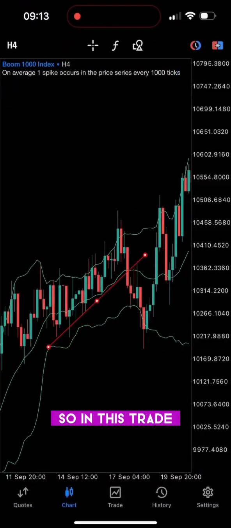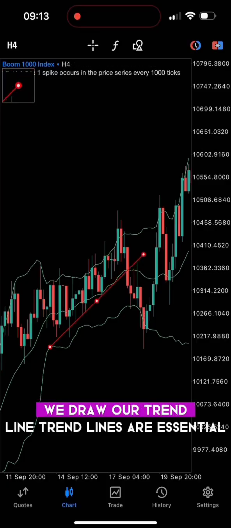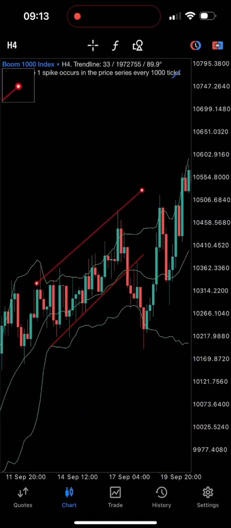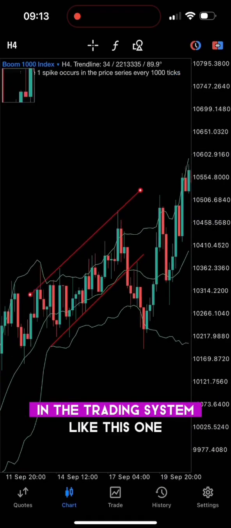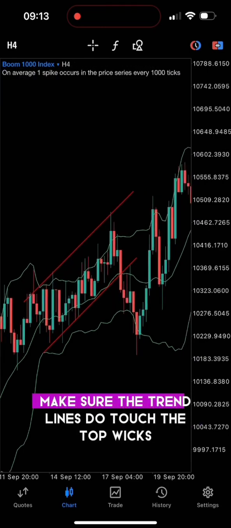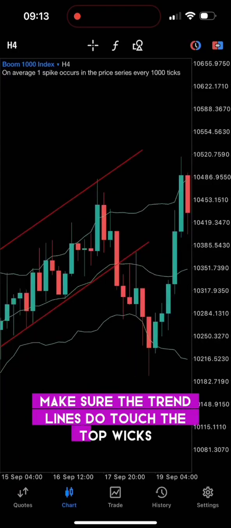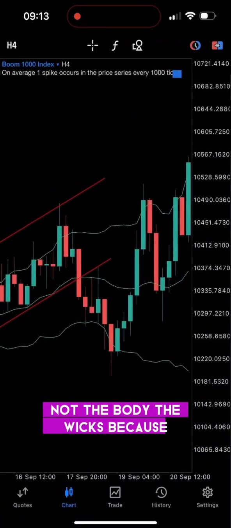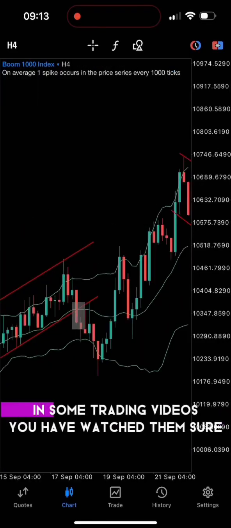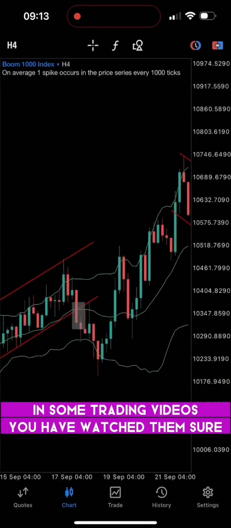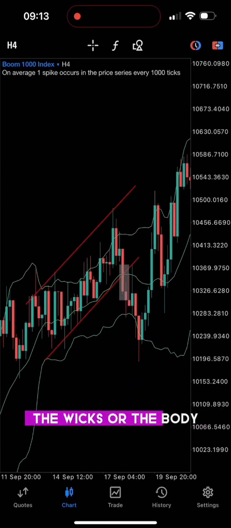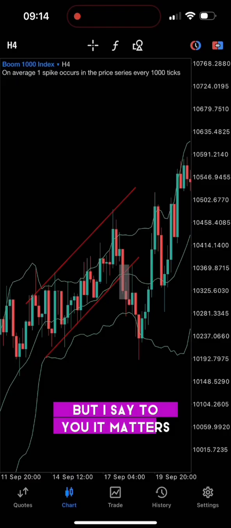So in this trade, we draw our trend line. Trend lines are essential. They are very essential in a trading system like this one. And when you're trading, make sure the trend lines do touch the top wicks, not the body, the wicks, because those are the important parts. In some trading videos you have watched, I'm sure you are told that it doesn't matter whether it touched the wicks or the body, but I say to you, it matters.